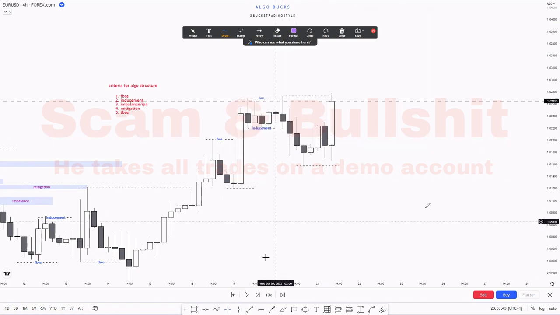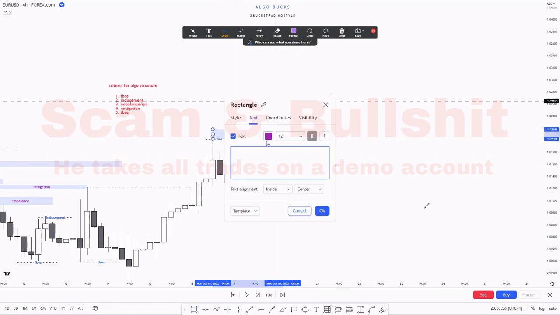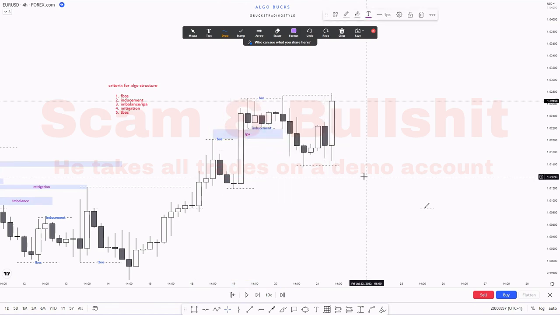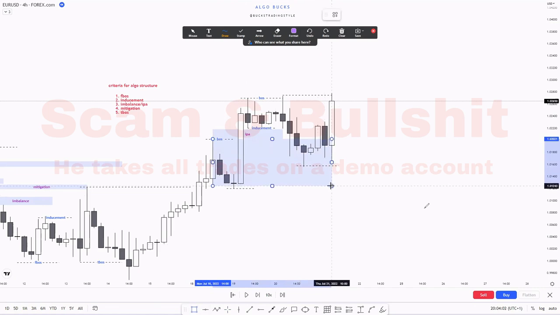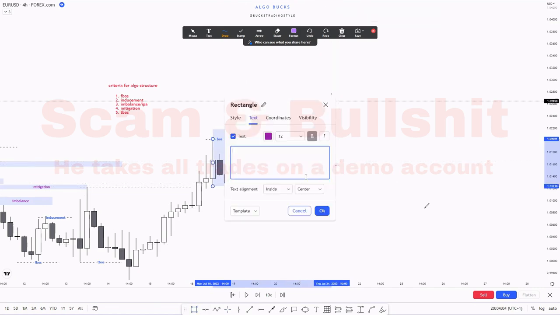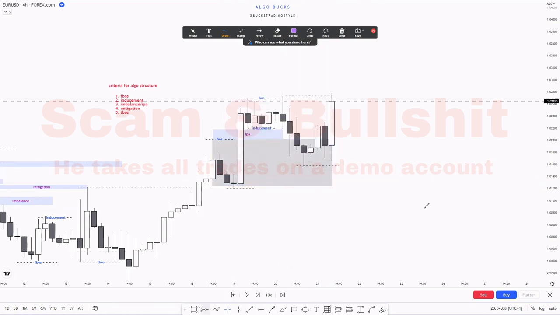When this low becomes inducement, now we're looking for imbalance or IPA, then mitigation, right? This was IPA right here. Then we have this huge imbalance right here. Then this whole range becomes our demand. Let me save it here. This last sell to buy candle right here becomes our refined demand.